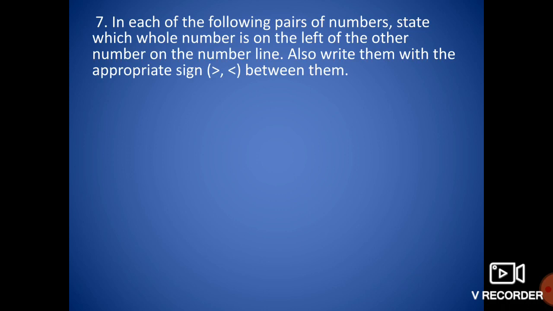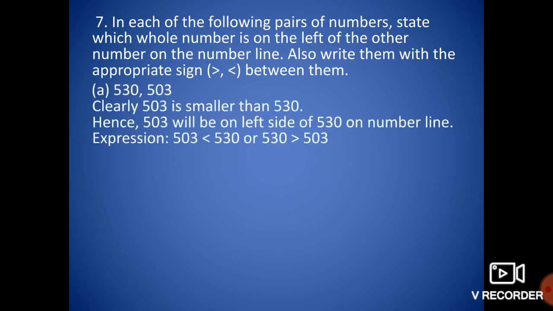Next, seventh main, in each of the following pairs of numbers, we need to state which whole number is on the left of the other number on the number line, and also we need to write them with the appropriate sign that they are greater or lesser between them. So first problem, we have 530 and 503. We need to compare these numbers. So by observing, we can say that 503 is smaller than 530. Hence 503 will be on the left side of 530 on the number line. So 503, we'll write down the lesser symbol. So 503 is lesser than 530. Or you can even write it as 530 greater than 503.